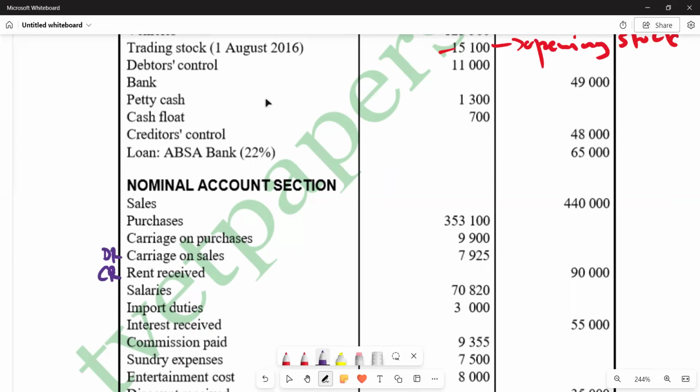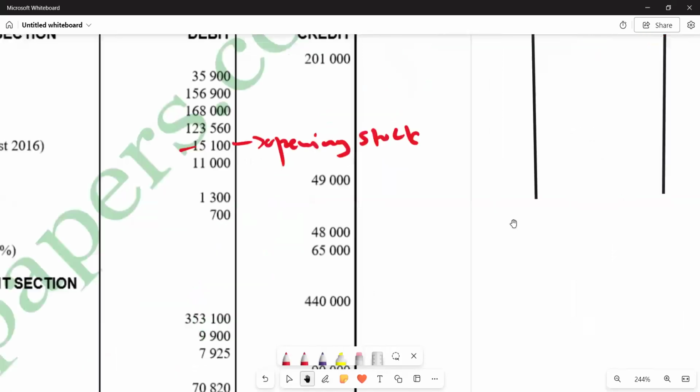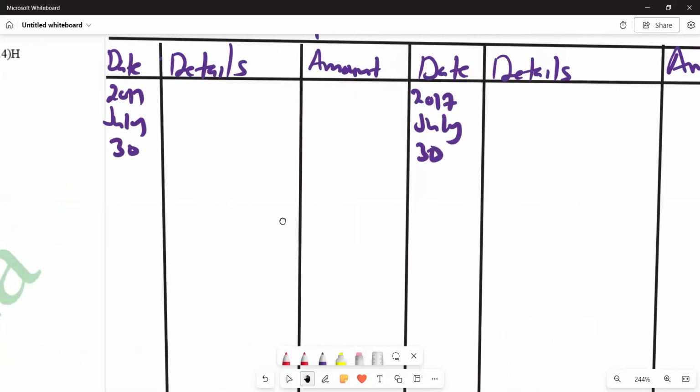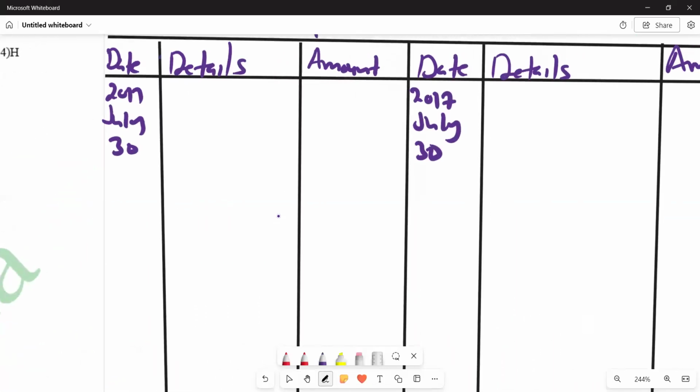So we can go and enter those two. So we come here, we see the debit side. We are saying carriage on sales.